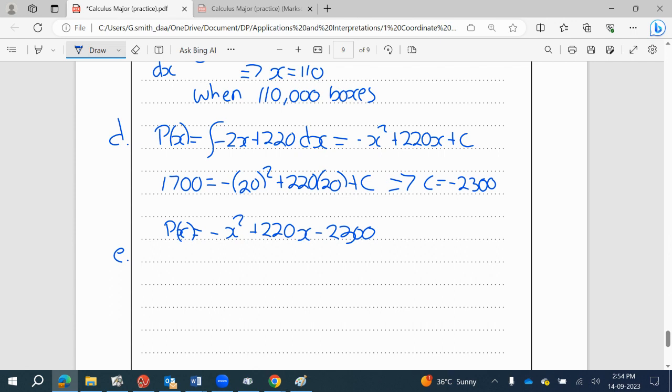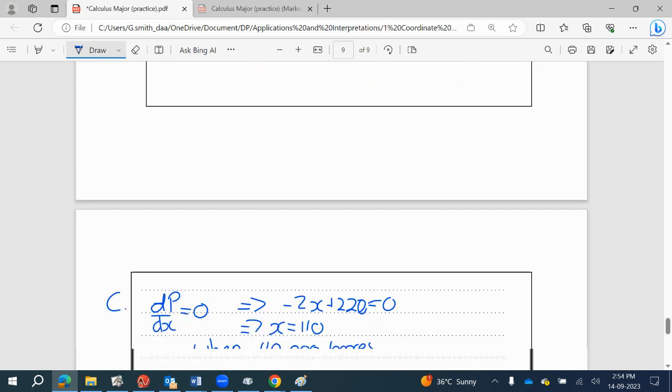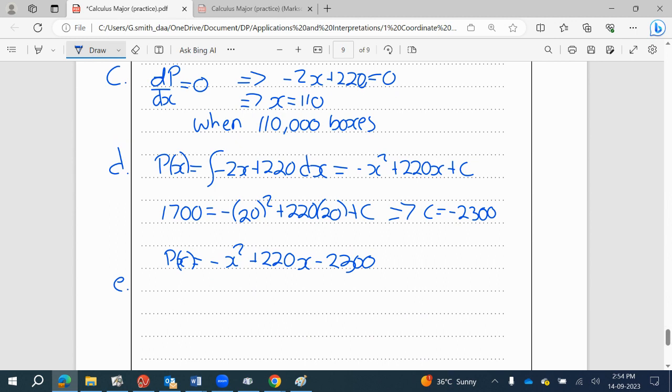So our last question now is E: find the least number of boxes that would be sold in order to make a profit. So if we look at our last question, find the least number of boxes that must be sold in order to make a profit. So this function basically has to have a value of 0. So if we find where this is equal to 0, it's going to lead us into the answer. So if we take P of x and aim to make 0 profit, that will give us the point where this will occur.